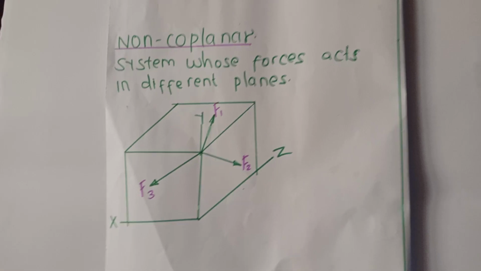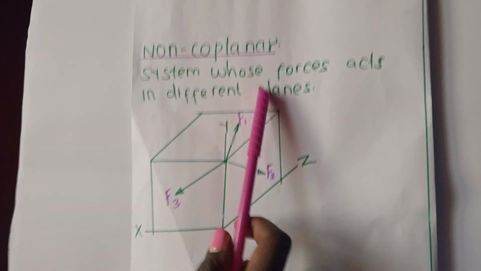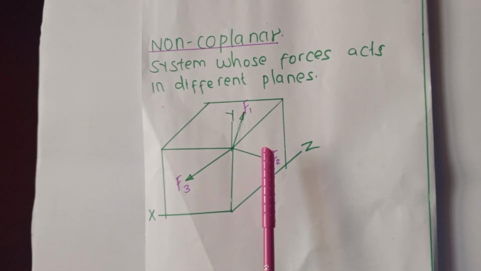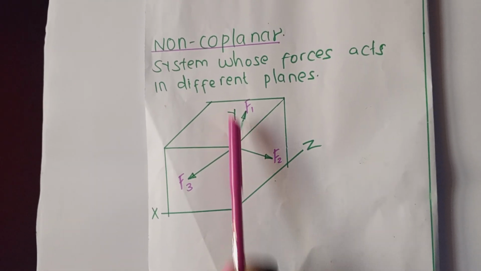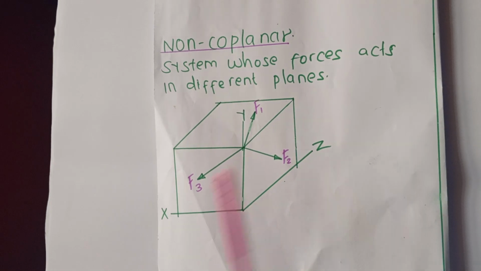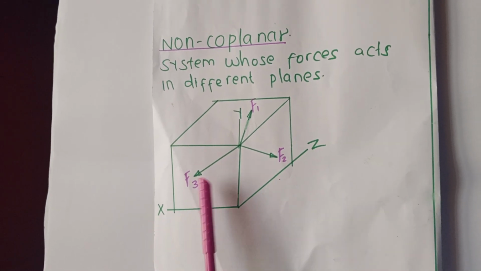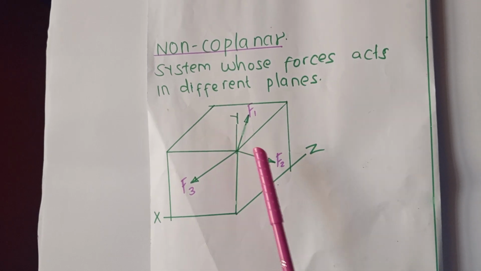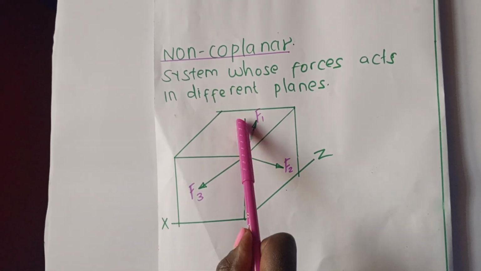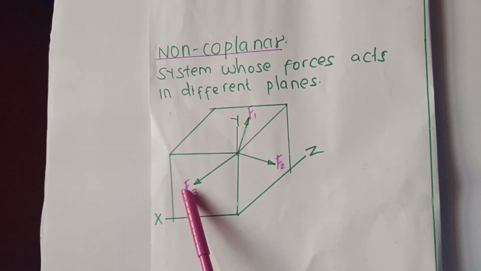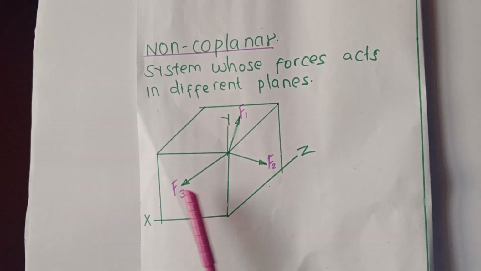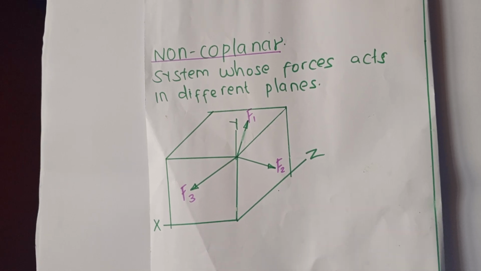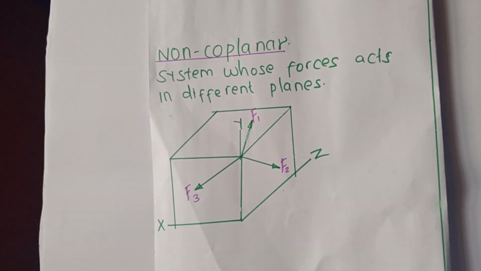A non-coplanar force system is a system whose forces act in different planes. You can see that this is a box and we have a plane YZ, which is this plane. We have a plane XY along here, and this one being YZ on the top. So one force F1 on this plane, F2 on this plane, and F3 on the opposite plane. This type of collection we term a non-coplanar force system.